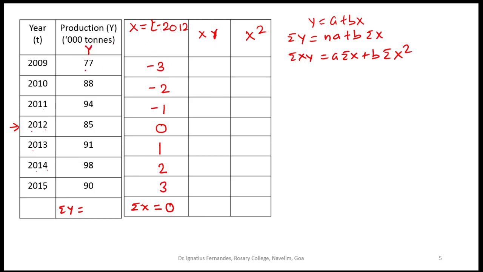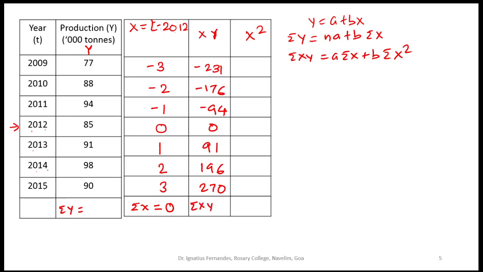Minus 3 into 77 is minus 231. Minus 2 into 88 is minus 176. Minus 1 into 94 is minus 94. 0 into 85 is 0. 1 into 91 is 91. 2 into 98 is 196. And 3 into 90 is 270. So if I add all this, I'll get summation xy.